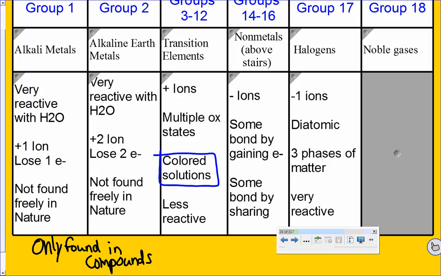Group 17 are the halogens. These all form -1 ions. They're all diatomic. They're found in all 3 states of matter. Fluorine and chlorine are gases, bromine is a liquid, and iodine is a solid. So this is the only group on the periodic table where you can actually see elements in all 3 states of matter.